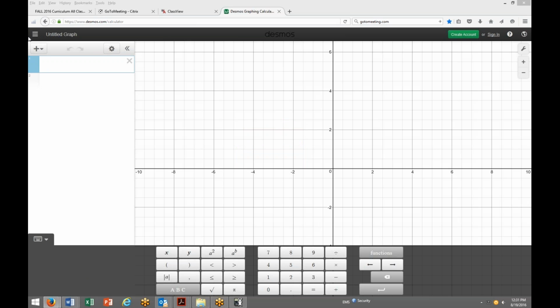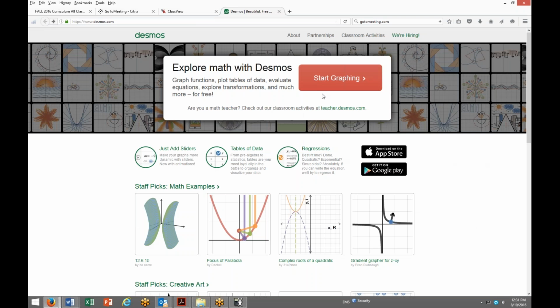In fact, let me show you how I got to Desmos here. All I did was go to the website desmos.com. So it is just simply www.desmos.com. Here I'm writing it on the far left of the screen now.